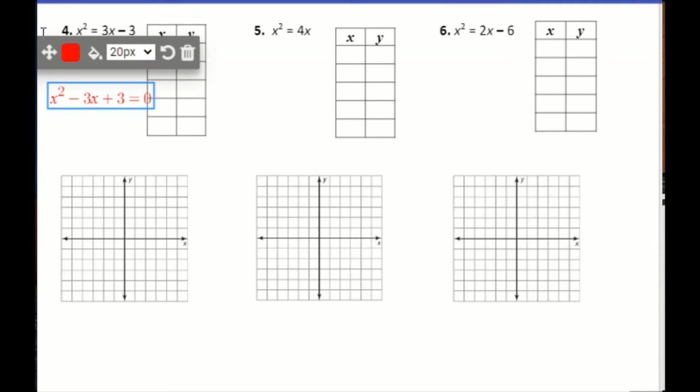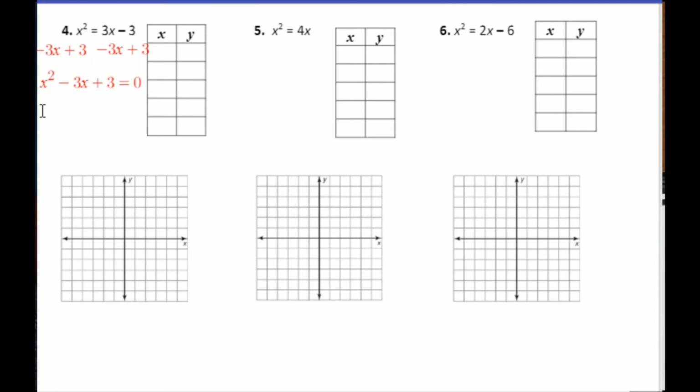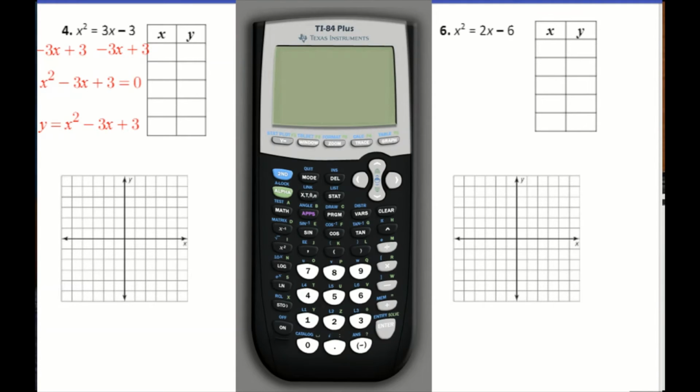Once we have it equal to 0, we can write the related function that we are going to graph, x squared minus 3x plus 3. This is what we're going to put in the calculator. So let me bring that calculator back up and go to y equals, clear out the equation, type in x squared minus 3x plus 3. I'm not going to bother looking at the graph. I'm just going to go straight to the table. I'm looking for some points that I can plot, and this looks like a good place to start. So let's go ahead and fill out this table.